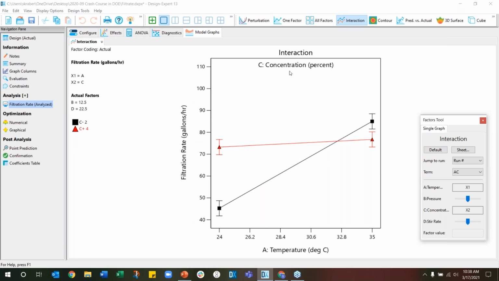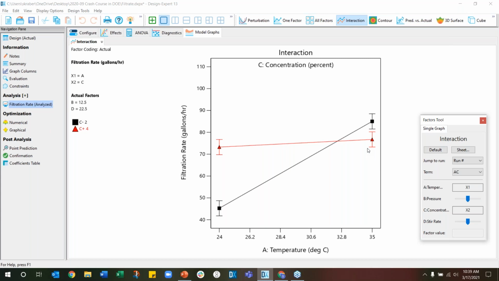The second factor, concentration, is actually shown as two lines, and you're going to have to read the legend in order to figure out which line is which. The low level is always the black line, and the high level is always the red line. So the black line is at 2% concentration of formaldehyde, and the red line is the 4% concentration.